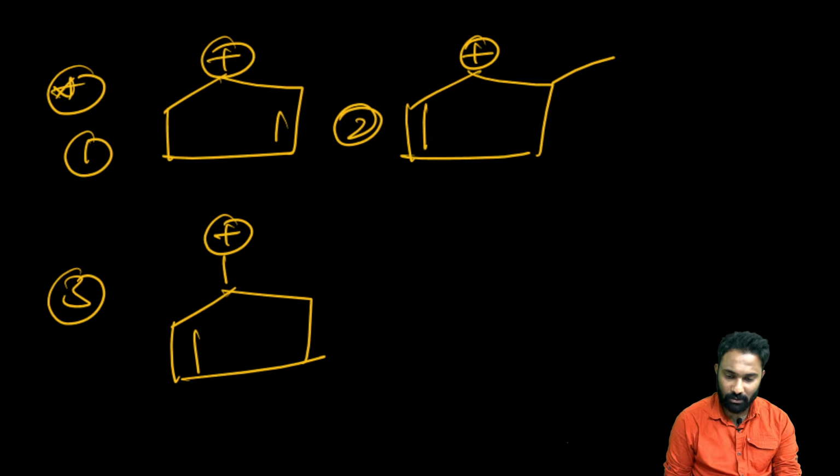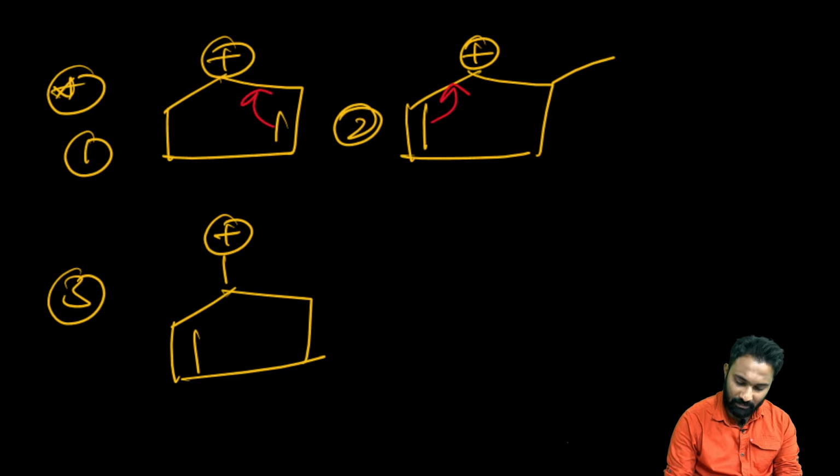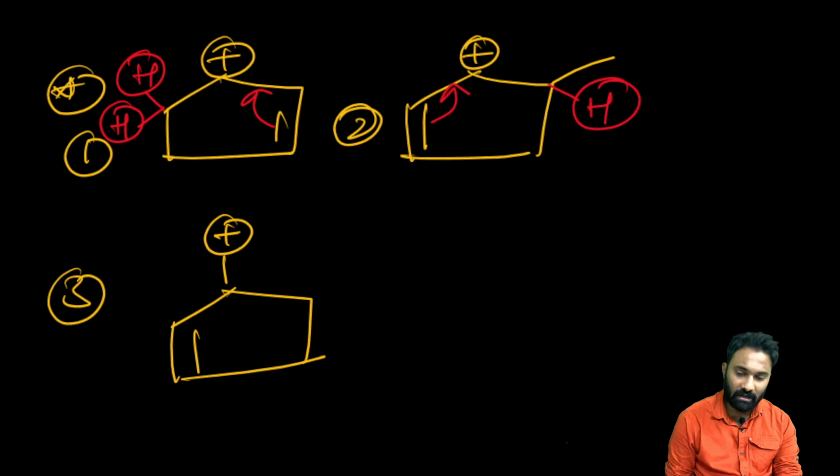1 is more stable. See, here resonance is happening for the 1, and here also resonance is happening for the 2. In both cases the resonance is the same. But in the 1 we have 2 alpha hydrogens, but in the 2 we have only 1 alpha hydrogen. So the 1 is more stable.